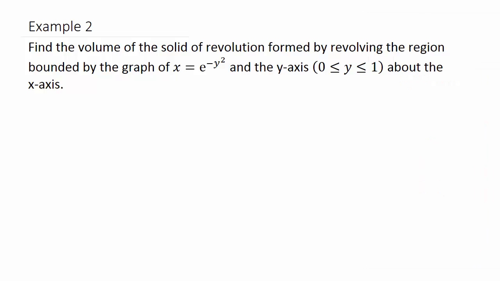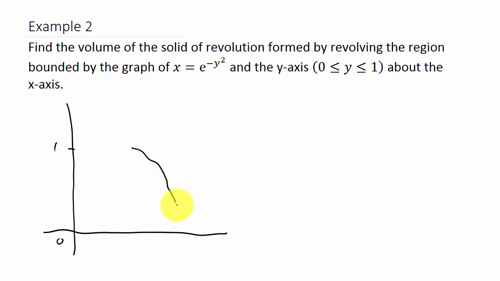Find the volume of the solid of revolution formed by revolving the region bounded by the graph of x equals e to the negative y squared and the y-axis from 0 to 1 about the x-axis. Okay, so first thing we want to do is make a sketch. Okay, there's 1, there's 0. So the graph is going to look something like this. Okay, so let's go ahead and close that off.